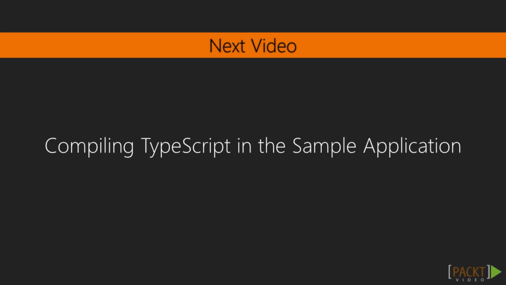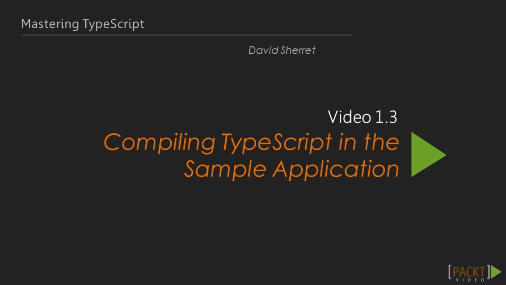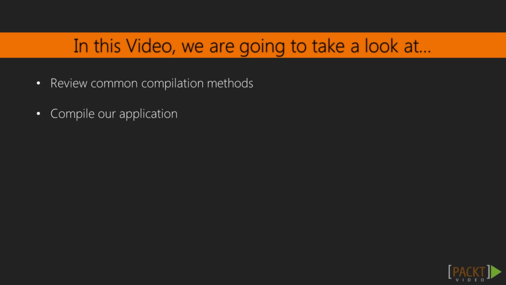In the next video, we're going to look at what's been decided for compiling TypeScript in the Slice It Pizza sample application. In the previous video, we had a quick overview of the Slice It Pizza application. From here, we will learn how TypeScript code will be compiled in the application. In this video, we're going to quickly review some of the common methods used for compiling TypeScript code to JavaScript. Then we'll look at how TypeScript is being compiled in our application.